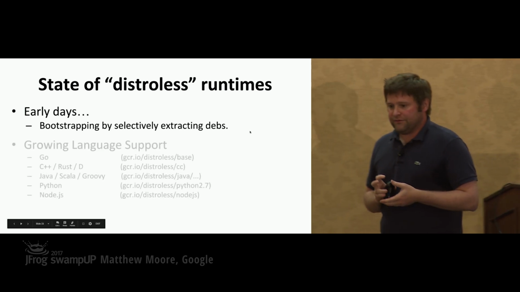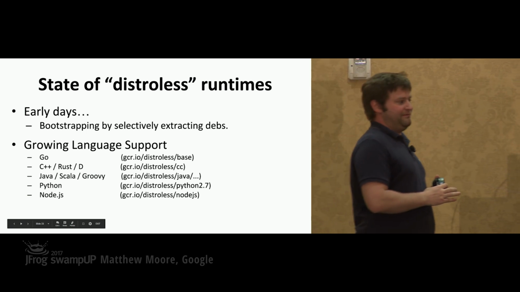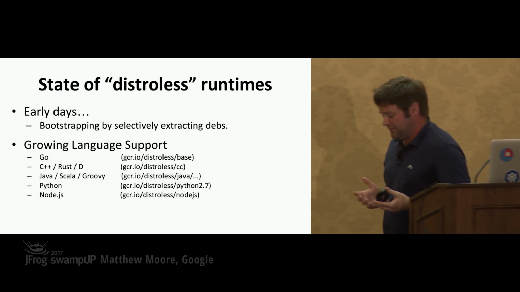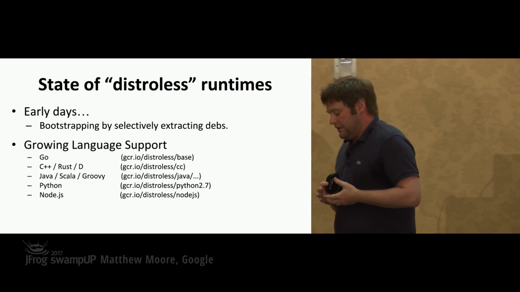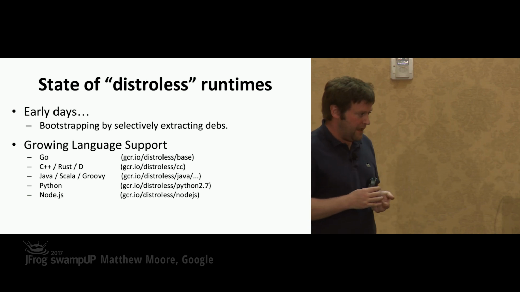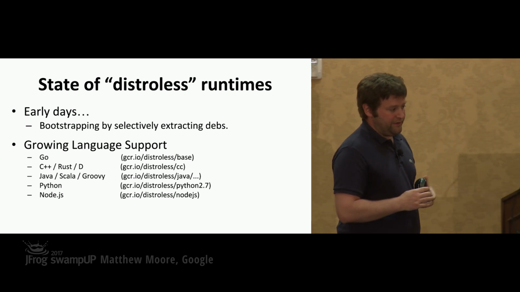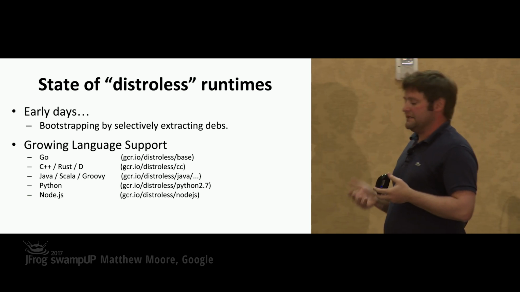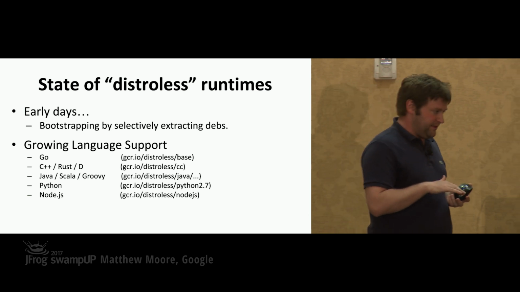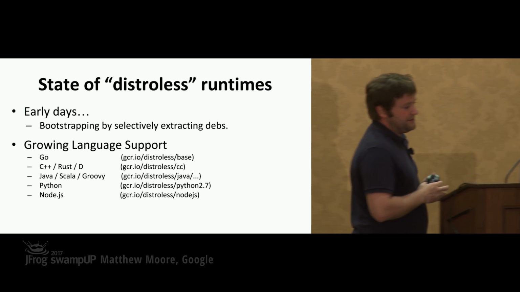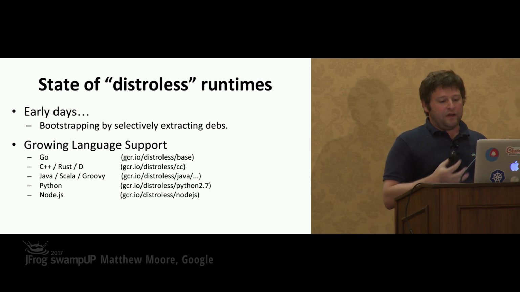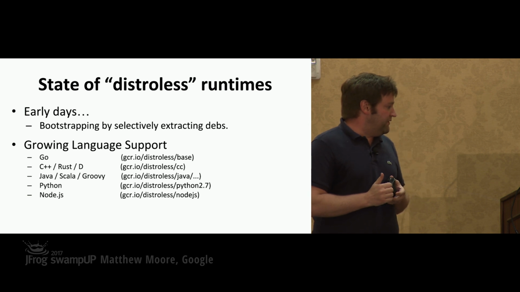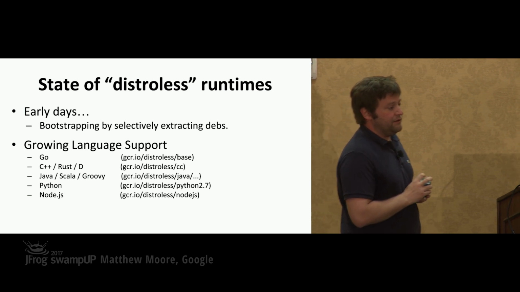Okay, so language support. This has grown as recently as last night. We have a fair number of runtimes published to the Google Container Registry right now. The base works with Go apps. We've got a C++ base that is usable by C++ apps, Rust apps, D apps. We've got a Java base and a Jetty base that you can use with JavaEE languages. We've also got a Python 2.7 base and a Node base.